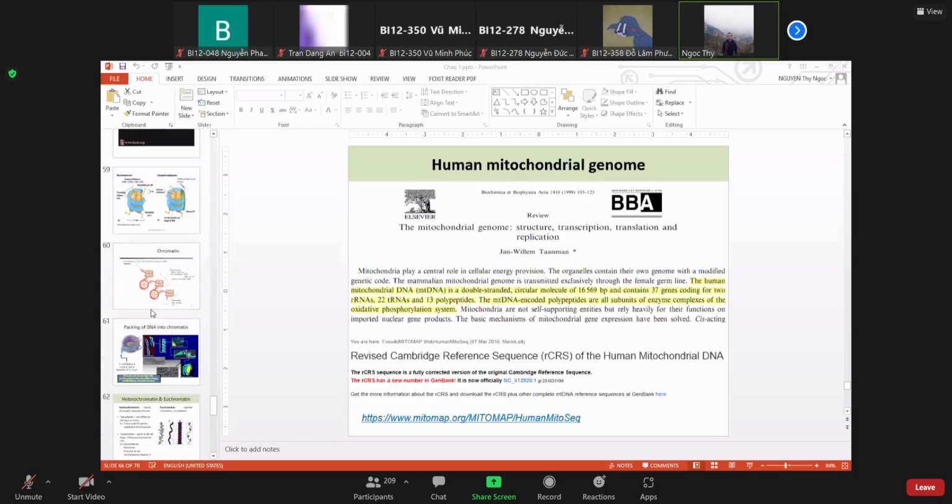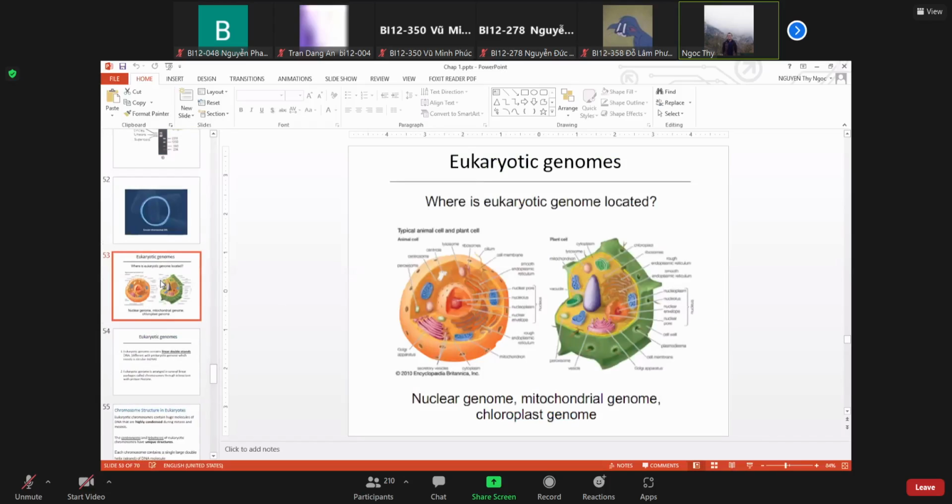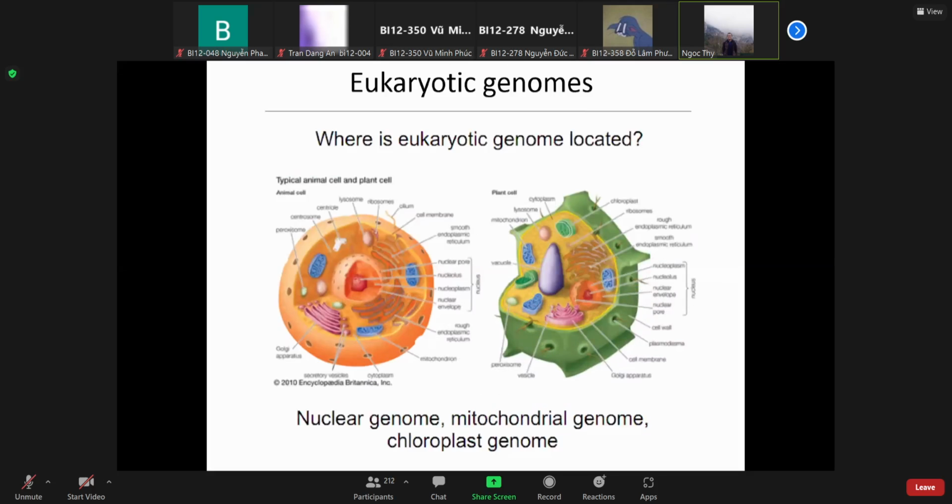We have discussed eukaryotic genomes. In eukaryotic cells, we have the nucleus genome, which is linear DNA associated with histone proteins to form chromosomes. We have other genomes located in the mitochondria, and in plant cells, also the chloroplast.